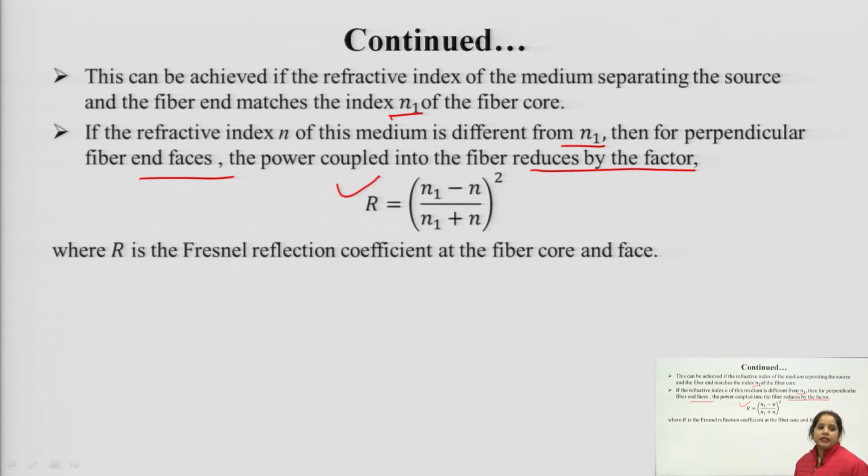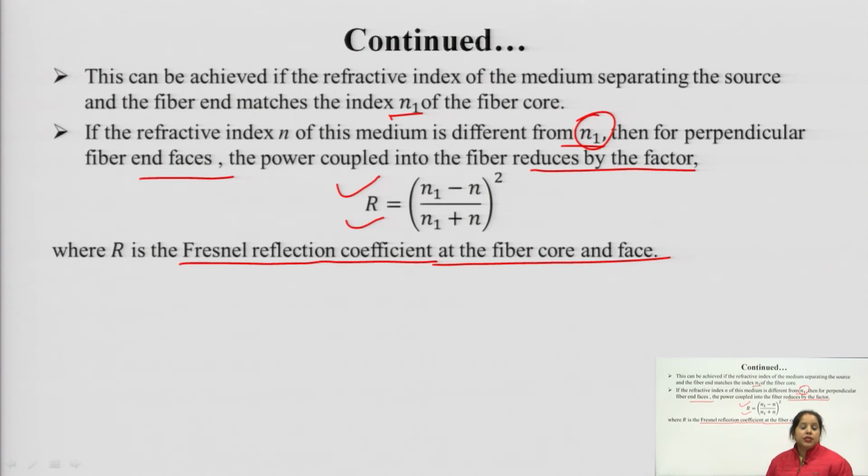When the refractive index N of the medium is different from N1, in that case the power that has to be coupled reduces by a factor which is given by R equal to (N1 minus N) divided by (N1 plus N), whole square, where R is called the fractional reflection coefficient at the fiber core interface. So, we will do one numerical related to this also.